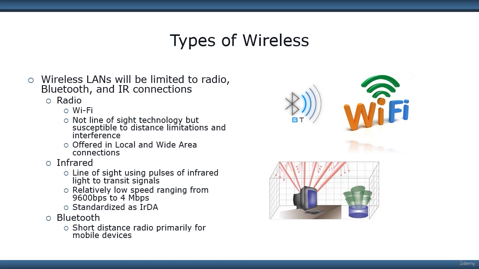But what we call Wi-Fi is going to be radio frequencies typically sent from, in infrastructure mode, access points. It's not line of sight technology, so you don't have to be pointed directly at the antenna or anything, but it is susceptible to distance limitations and interference. Having said that, with the latest and greatest Wi-Fi technologies, distance limitations are typically in the hundreds of meters, and the interference has become less and less as we have evolved over these different technologies.